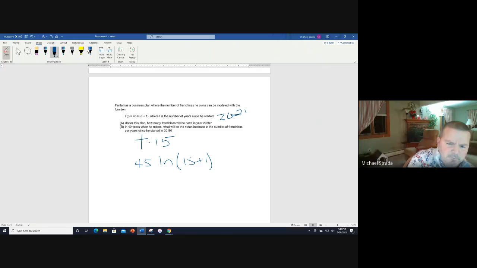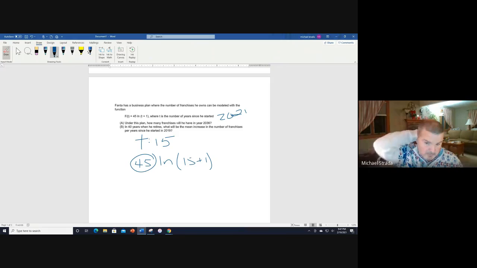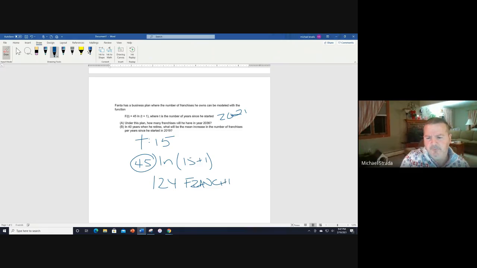Now keep in mind the 45 represents the initial, because if we plugged in 0, 0 plus 1 would be 1, and the natural log of 1 is 0. But for this, what it says under this plan, how many franchises will we have in the year 2036? So we go to our calculator and we do 45 natural log of 16, and we get 124 franchises. So basically, he's looking to almost triple the number of franchises he has.